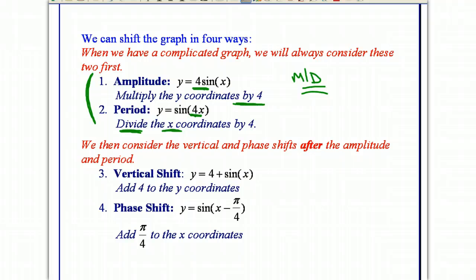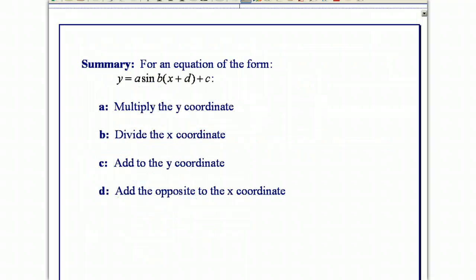That was section 1. Then we came down to section 2, which is the section we're in now. And you can handle the vertical shift. If they add something on, you would add that to the y-coordinates. And if they put something in here with the x, a minus pi fourths, that shifts your graph to the right pi fourths, you would add that to the x-coordinates. So we'll do the amplitude and period first, the vertical shift and phase shift second. So let's just look at this a little more specifically, and then we'll actually do a couple examples.